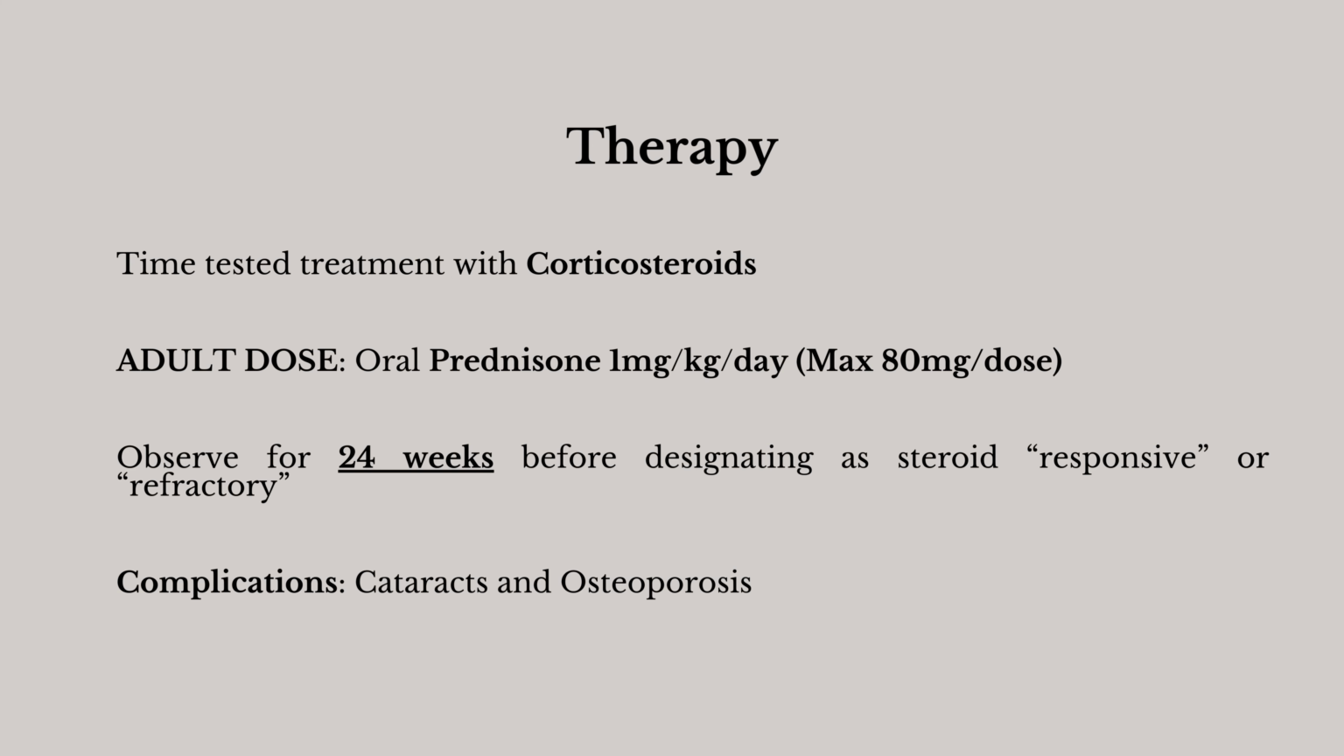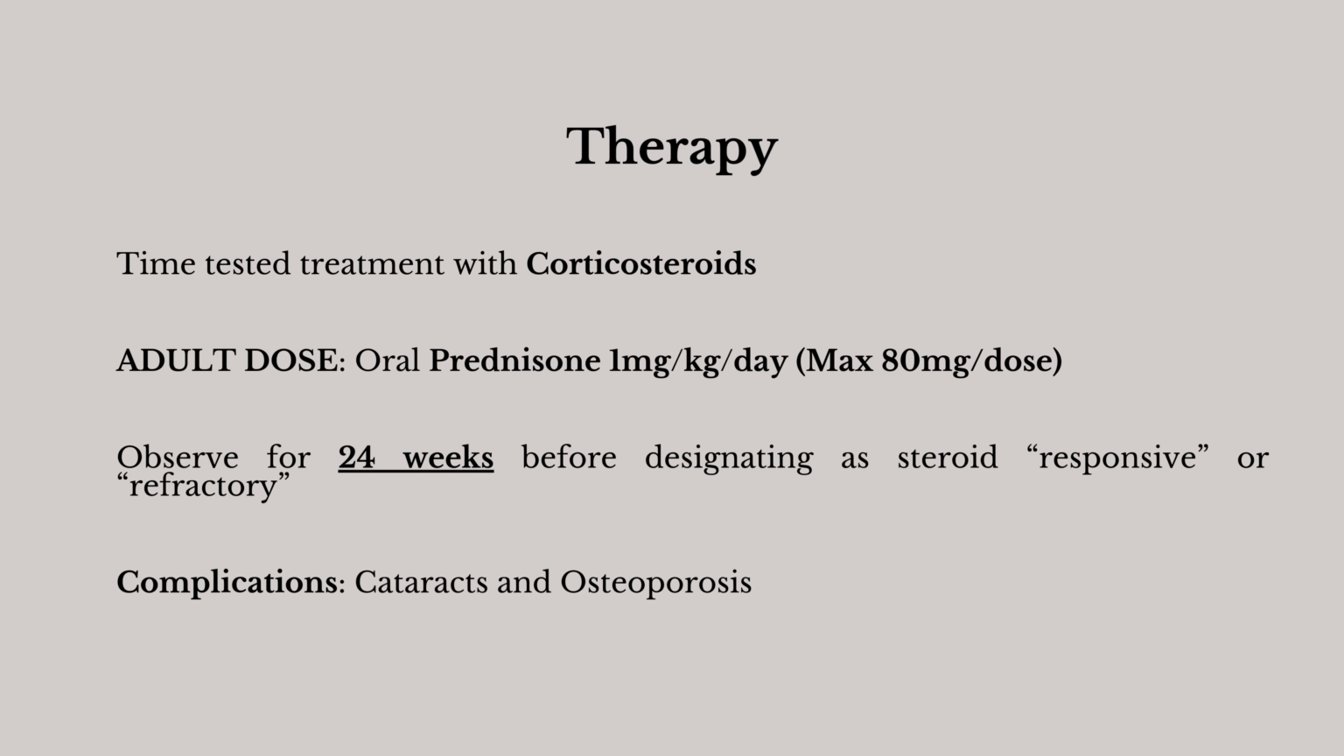The time-tested therapy for minimal change disease is corticosteroids. The adult dose is oral prednisone 1 mg per kg per day, maximum 80 mg per dose. Alternatively, we can use oral prednisone 2 mg per kg per alternate day, 120 mg maximum dose. Observe for 24 weeks in adults before designating as steroid responsive or refractory.